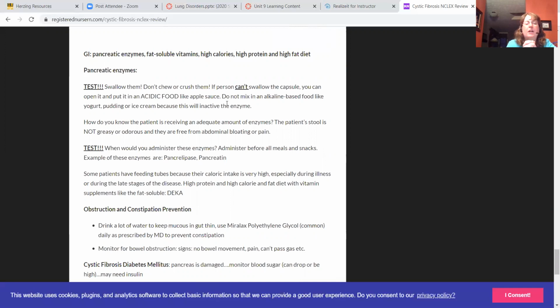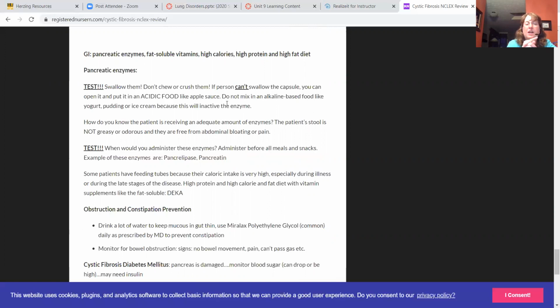So with pancreatic enzymes, you have to swallow them. You don't chew or crush them. If they can't swallow the capsules, you can open them up and put them in food, but it has to be acidic food, like applesauce. You don't mix it in an alkaline-based food like yogurt, pudding, or ice cream because it will inactivate the enzymes. So that's really important to know.